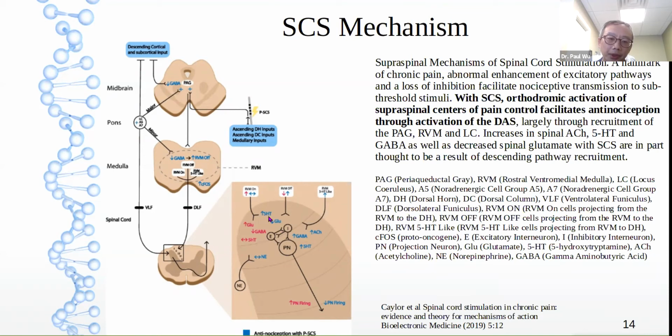So the blue here, all these neurotransmitters, decreased glutamate, increased serotonin, increased GABA, increased acetylcholine, counter the red neurotransmitters, which are actually a result of the injury from the peripheral nerve, which in turn can cause abnormal firing from the dorsal horn neurons.